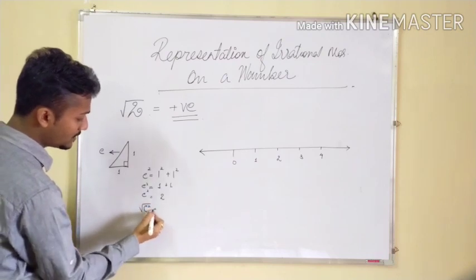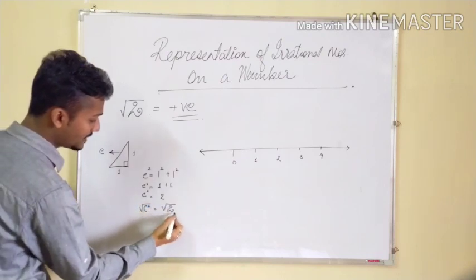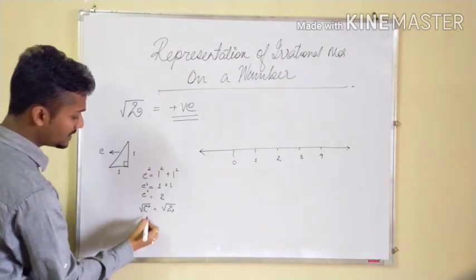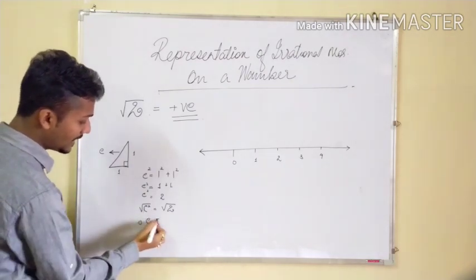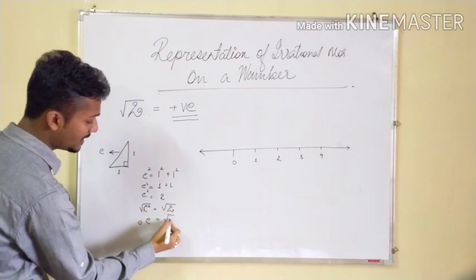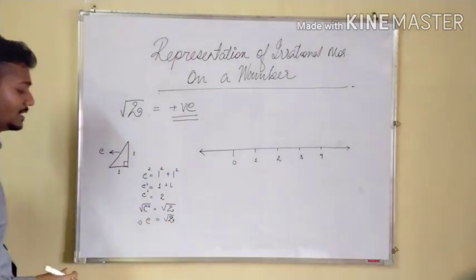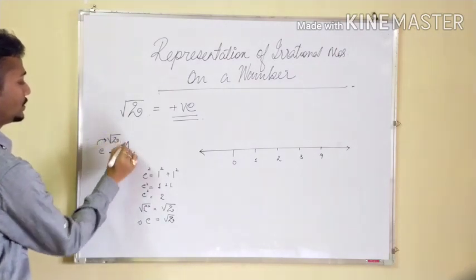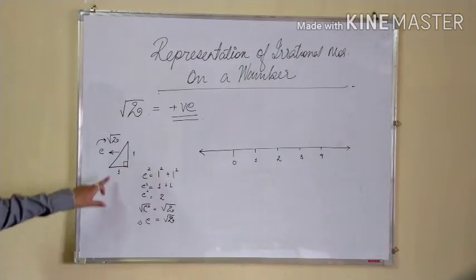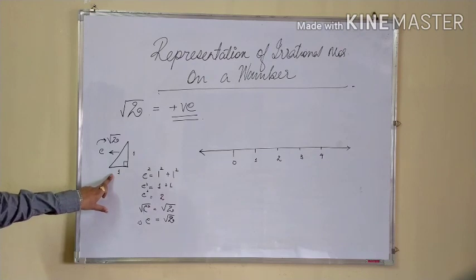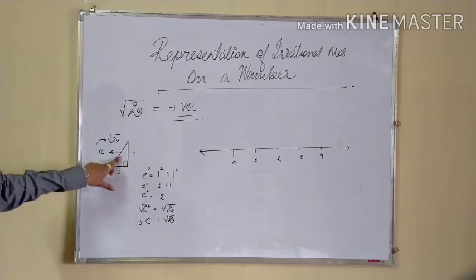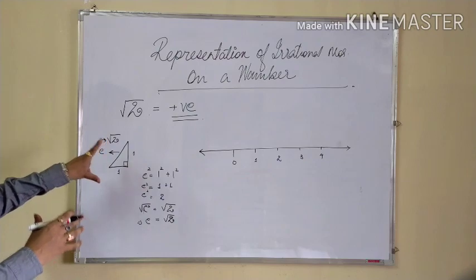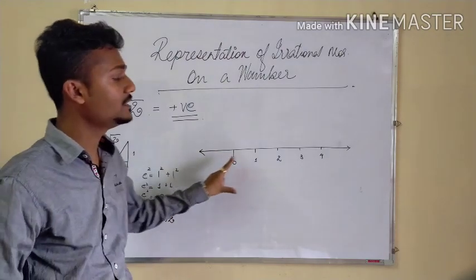I will put square root on both sides. Then what will it become? Root over c square is equal to c, and this will remain as root 2. That means c is equal to root 2. Here c is equal to root 2. Is it clear?